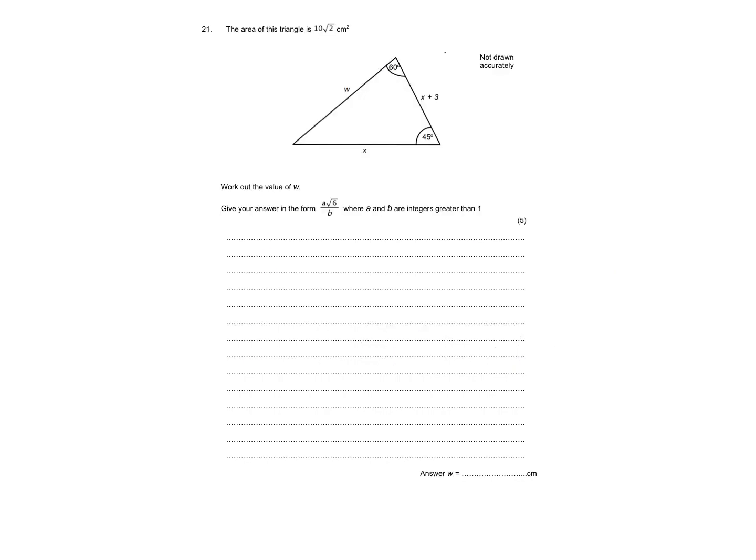Question 21. So we have a non-right angle triangle, and we are told the area of this triangle is 10 root 2 centimetres squared. So we have to work out the value of w. Because we don't know what w is, it doesn't seem sensible to start with the side w. So instead, I'm going to start with these two sides, which are both in terms of x and have an angle of 45 degrees in between them.